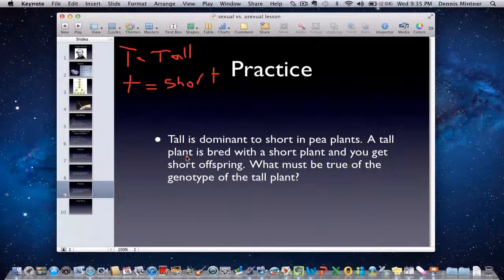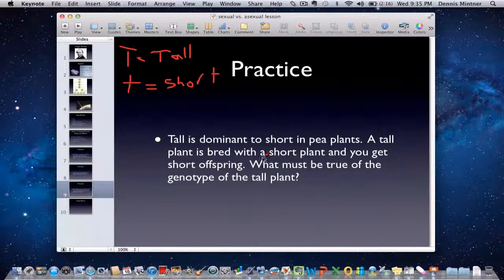And it says a tall plant is bred with a short plant, and you get short offspring. What must be true of the genotype of the tall plant? This one's tricky. This one is not like the others. They want you to figure out the genotype of one of the parents. One question on the test, on the common assessment like this. It's a multiple choice, but you have to be able to do this. Work it backwards. So let me show you how to do this.